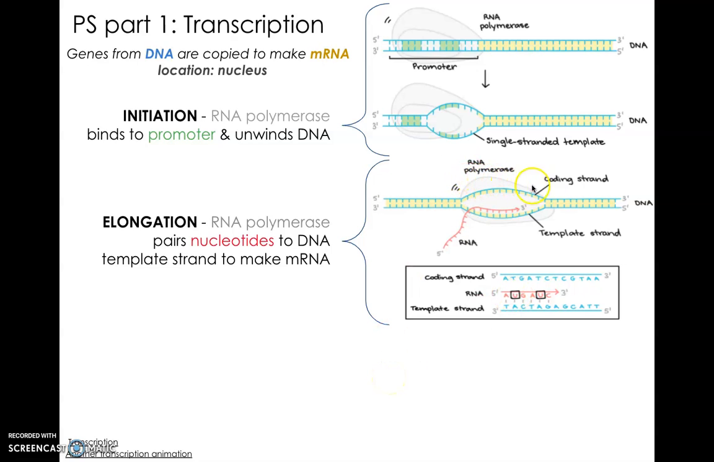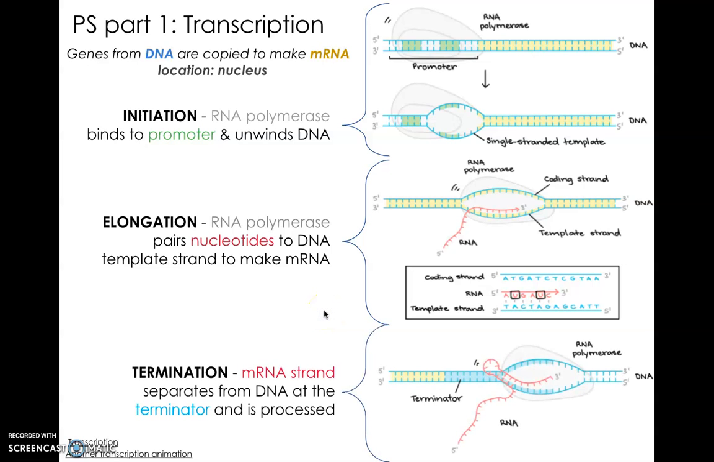RNA polymerase continues to move down DNA, unwinding and pairing complementary nucleotides until it reaches the terminator. So just like the promoter indicates the start of the gene, that start of transcription, the terminator signifies the end. Once RNA polymerase arrives at the terminator, the mRNA is now complete. It detaches, as does RNA polymerase, and now RNA goes off to be edited in the nucleus.